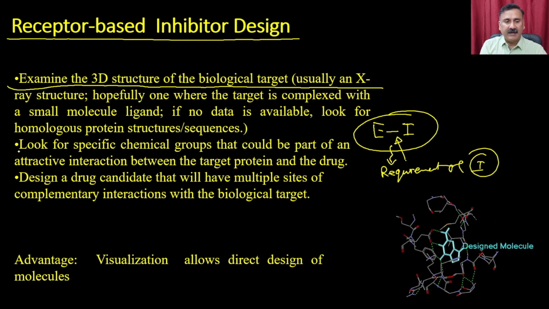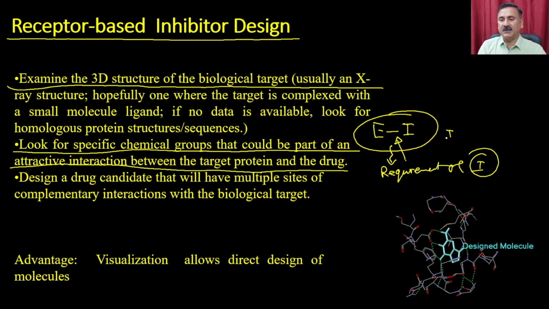Looking for the specific chemical groups that could be part of an attractive interaction between the target protein and the inhibitor, you can keep those interactions intact. Taking the interaction into account, you keep the interaction intact, but you change the molecules. For example, you have an active site like this, so you can have the inhibitor, and you imagine that you have a group here, a group here, a group here.